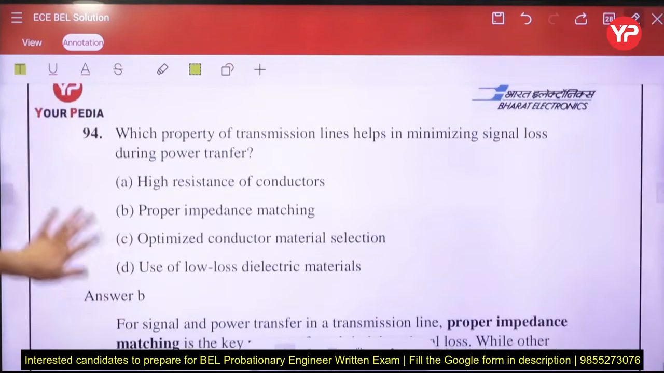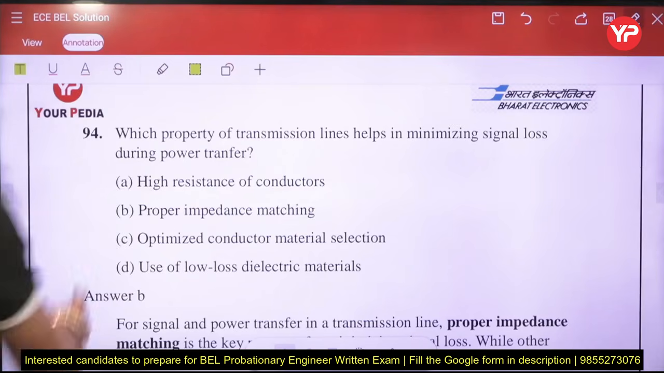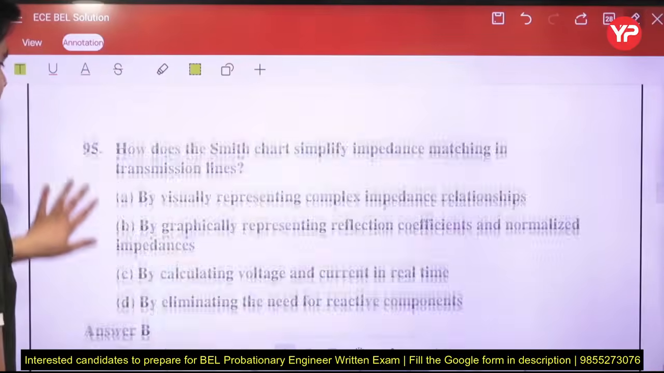Which property of a transmission line helps in minimizing signal loss during power transfer? That is proper impedance matching. Impedance matching, see, 3 to 4 questions are from impedance matching. That will be impedance matching.